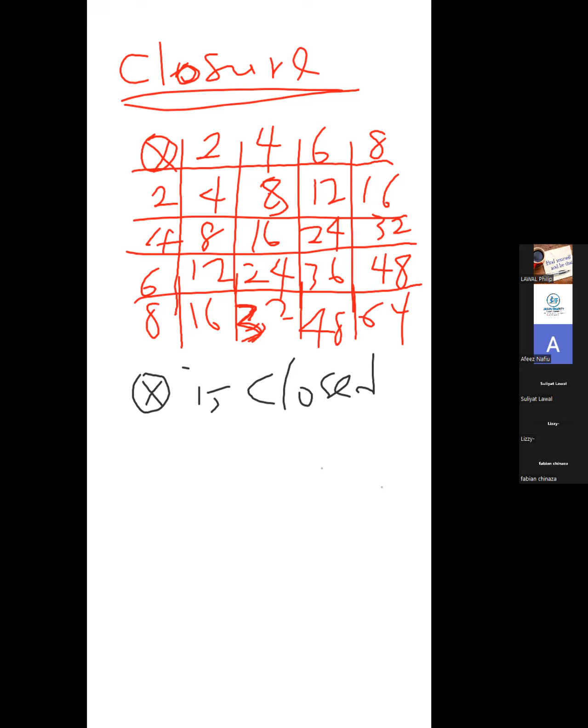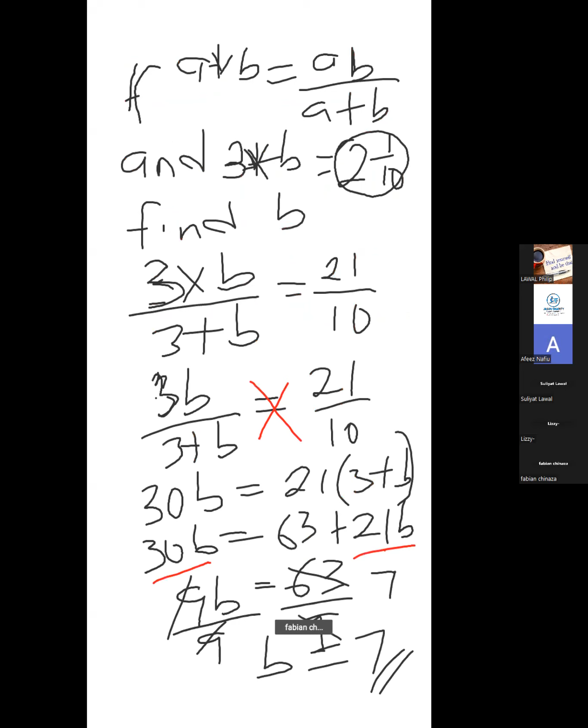And there are some binary operations that are not closed. In this case, it is closed. In some other place, it may not be closed. Let me give you an example. I'm going back to the first example I gave you. If you have written it down, or if you have not, I will just show it here.